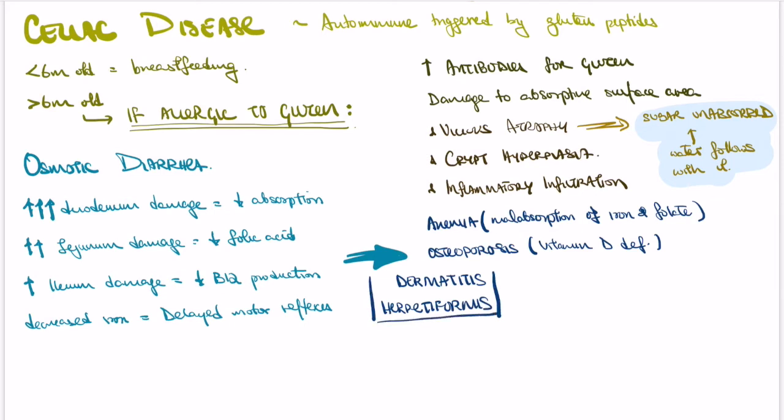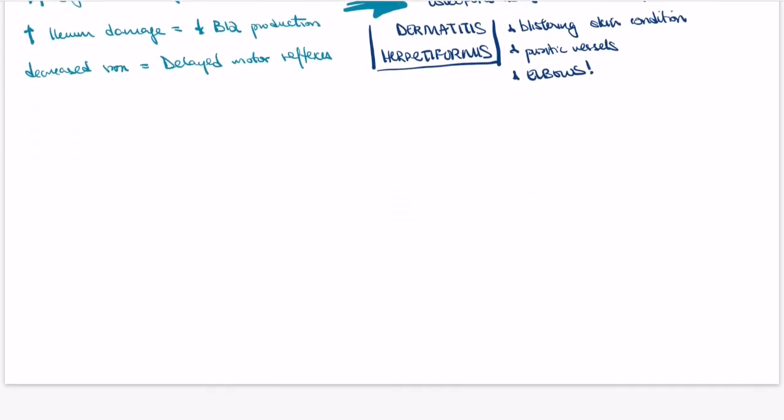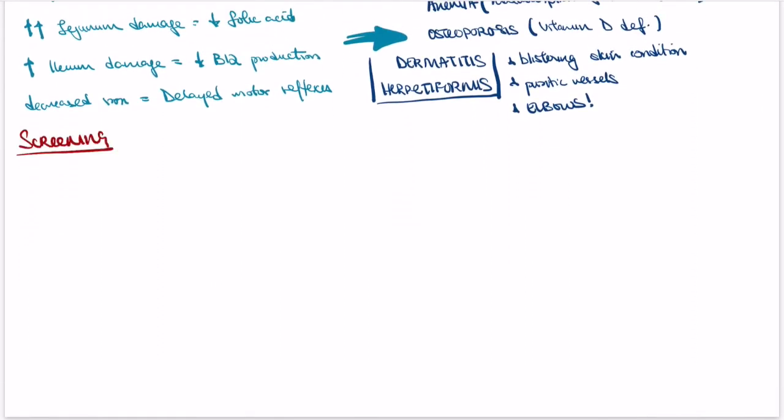This is a blistering condition and is strongly associated with celiac disease. They have rashes that are intensely pruritic, and these vesicular eruptions usually occur on their elbows and are extremely itchy. So for screening, a small bowel imaging is done as it can help assess for complications such as lymphoma.